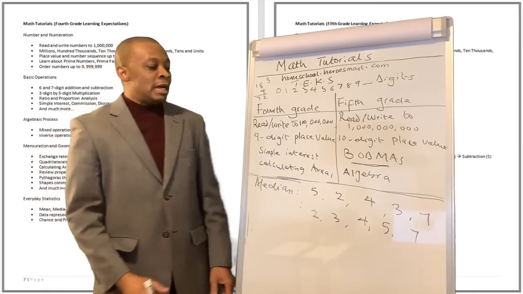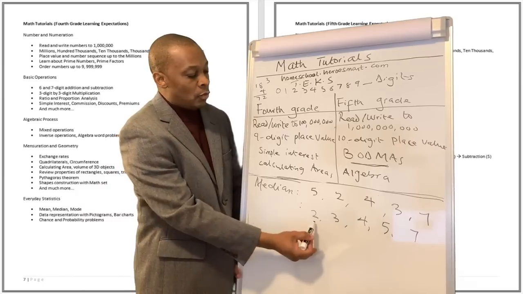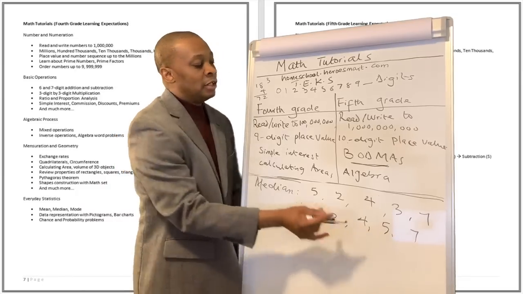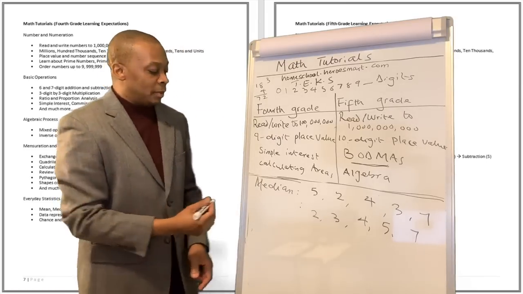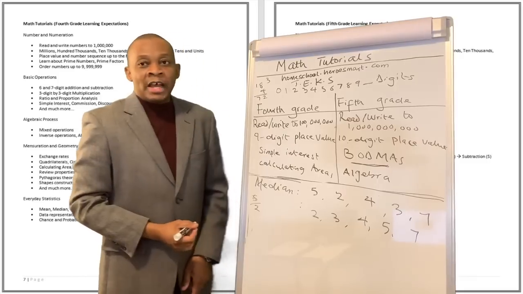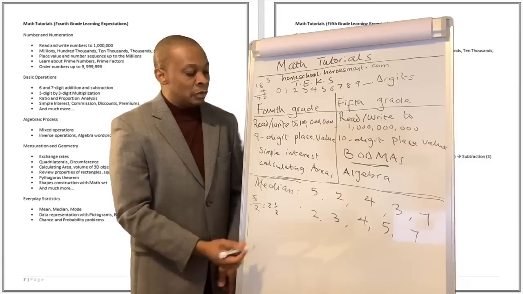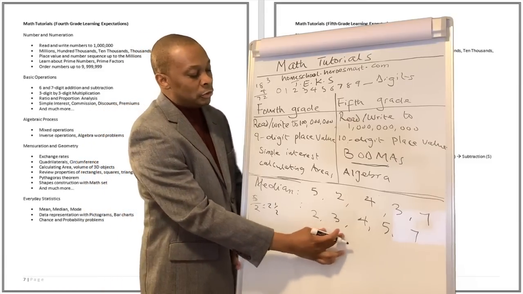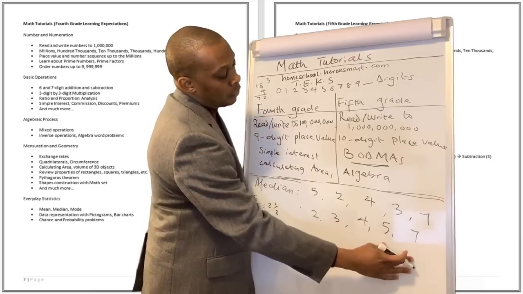All right. Then I am going to count how many numbers are in the set. 1, 2, 3, 4, 5. So there are 5 numbers in the set right now. So I'm going to ask myself, what is the middle of 5? 5 divided by 2 is going to be 2 and a half. So there are going to be 2 numbers to the left of my middle number, and 2 numbers to the right of my middle number.